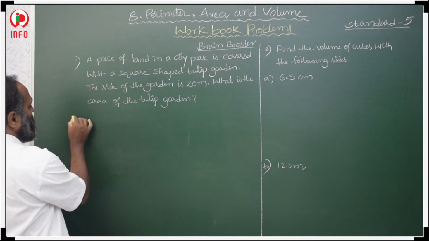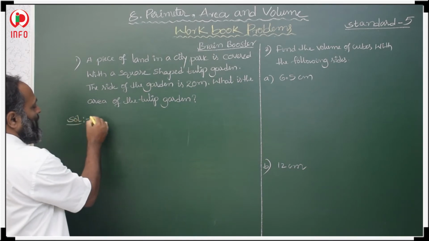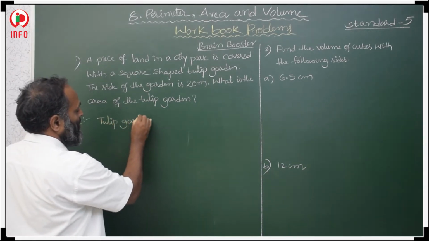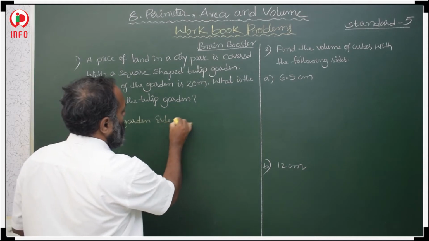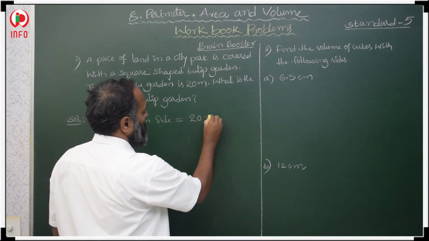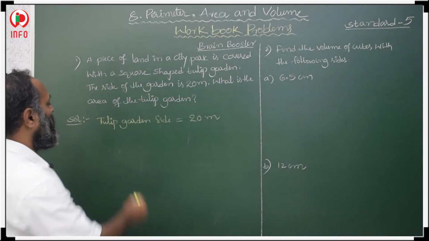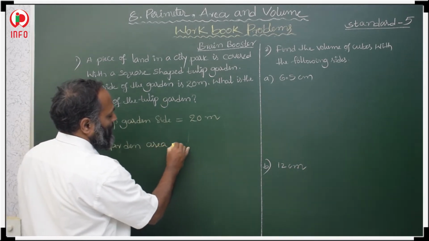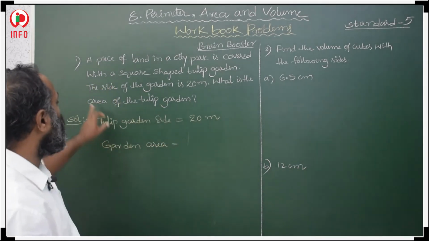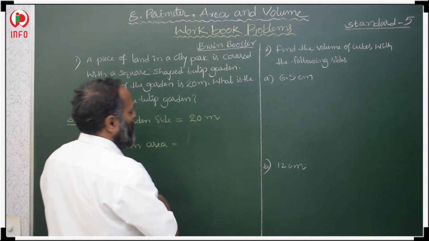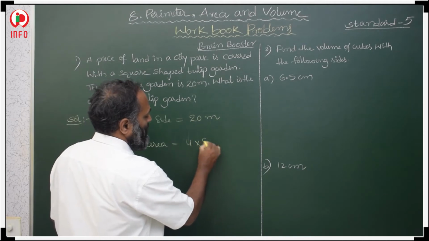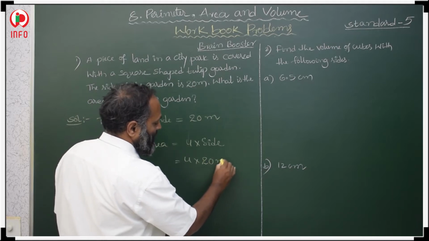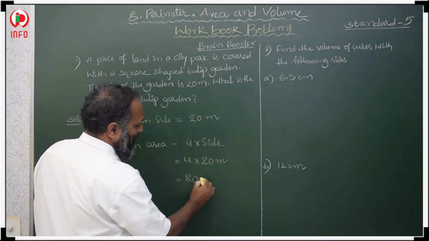So first, tulip garden side is equal to 20 meters. Then garden area. The question is only asking for the area of the tulip garden. Area is equal to 4 into side. So 4 into, what is the side here? 20 meters. 4 into 20, 4 2s are 8, 80 meters.